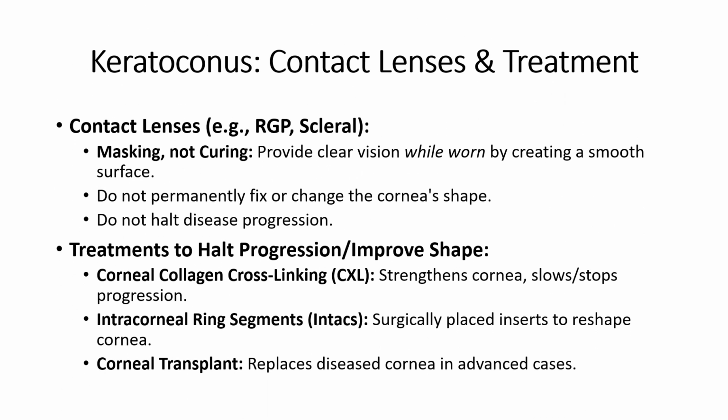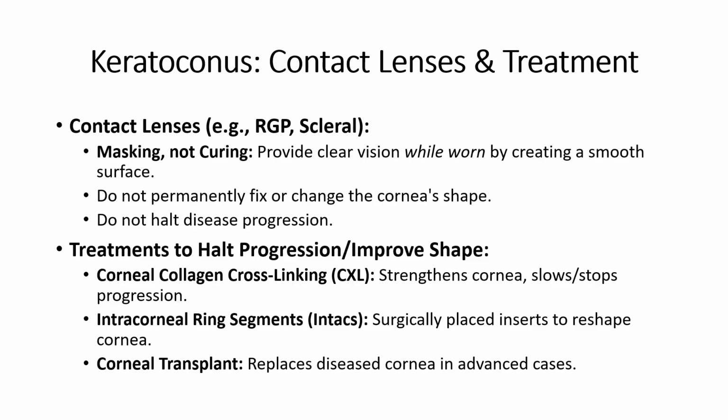Many people with keratoconus rely on specialized contact lenses, like rigid gas permeable, RGP, lenses or scleral lenses, to see clearly. These lenses work by creating a smooth, new optical surface over the irregular, cone-shaped cornea. The tear film between the lens and your eye fills in the irregularities, giving you much clearer vision while you wear them. However, it's crucial to understand that these contact lenses are masking, not curing, the problem. They don't change the underlying shape of your cornea. As soon as you remove the lens, your vision returns to its uncorrected blurry state.